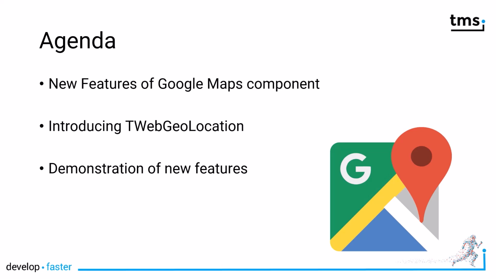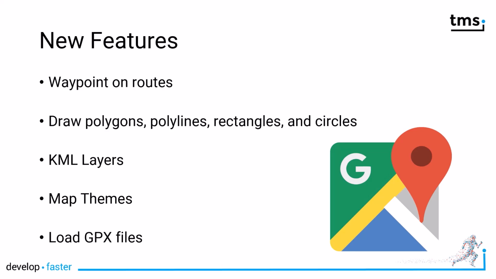It has been there for a long time, but now that we build an example with mapping, this component fits right in. TWebGeolocation can be used to determine your location on a map. And finally, I'm going to give you two demonstrations of all the new features, including TWebGeolocation. There's quite a lot of new features in version 1.3 of TMS WEB Core for Google Maps.